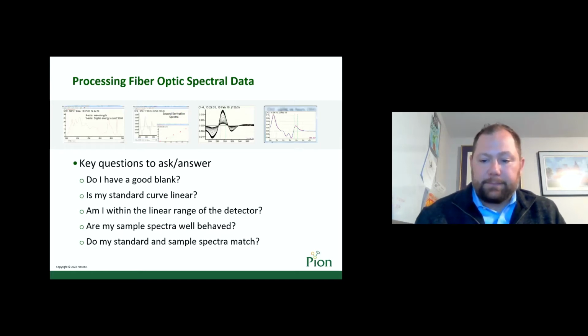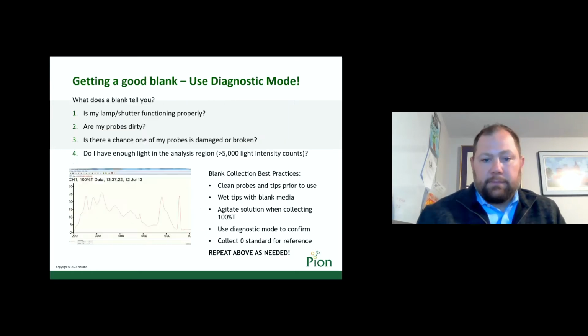of our data file. The key questions I must answer to have confidence in the data file are, number 1, do I have a good blank? Number 2, is my standard curve linear? Number 3, am I within the linear range of the detector? Number 4, are my sample spectra well behaved? Number 5, does my standard and sample spectra match? In order to answer these questions, I'll use a variety of software tools in both direct spectra and second derivative. If I were asked to interpret a data file, here is the process I would follow.